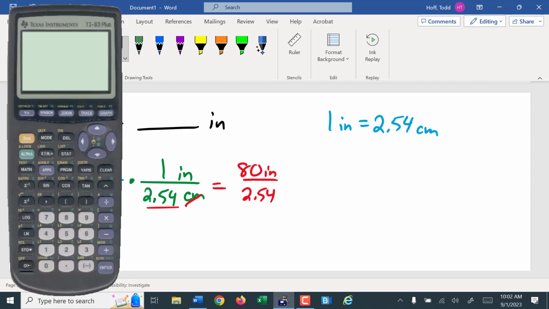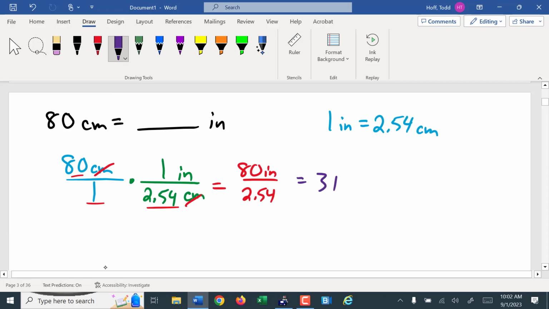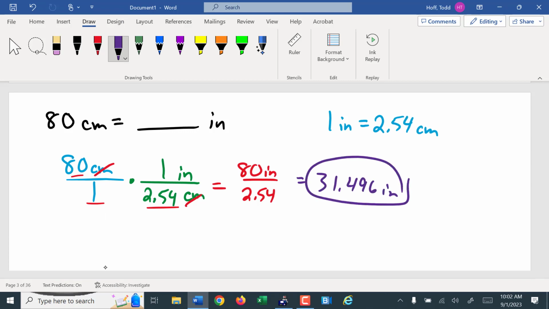So we do the 80 divided by 2.54. We get 31.50496, depending on where you round. We'll go 496. 31.496 inches out of that 80 centimeters.